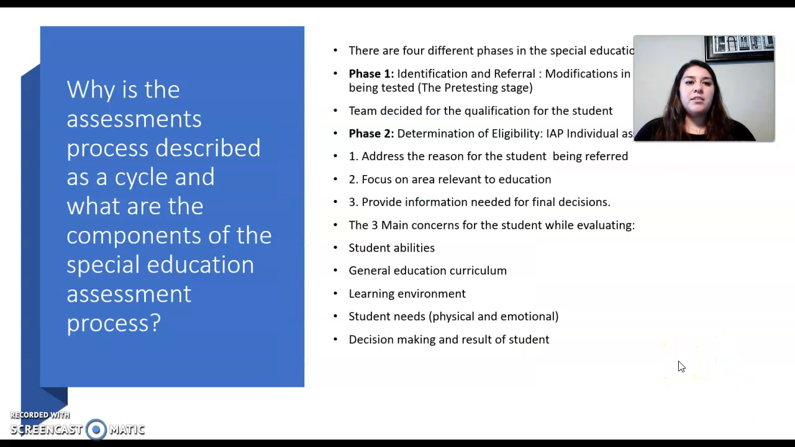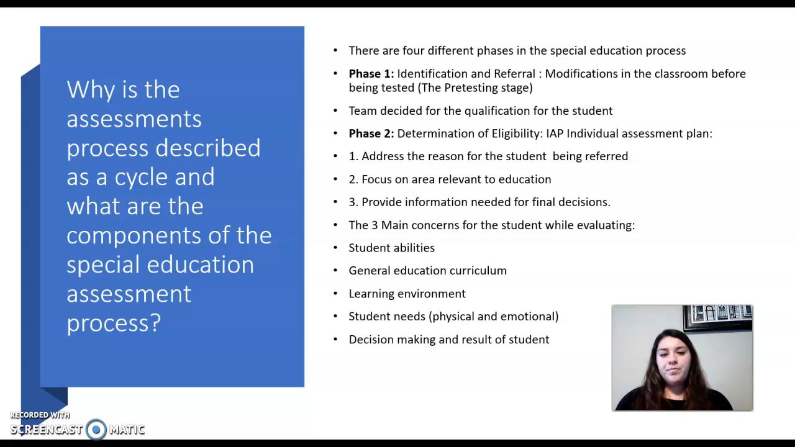So why is the assessment process described as a cycle, and what are the components of the special education assessment process? There are 4 different phases, and those 4 phases are broken down into different concepts. Phase 1 is kind of like the pre-testing stage. So the student may not be doing so well in a class, let's say in ELA class. The teacher notices that. Once the teacher notices that, the teacher will make modifications and accommodations in the classroom for that student to be successful with that assignment.